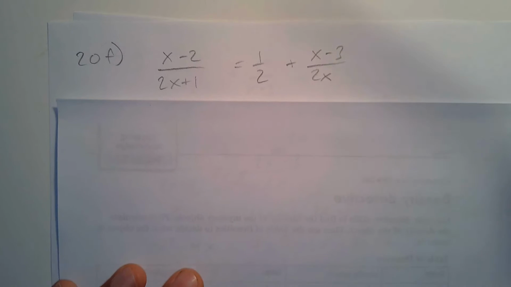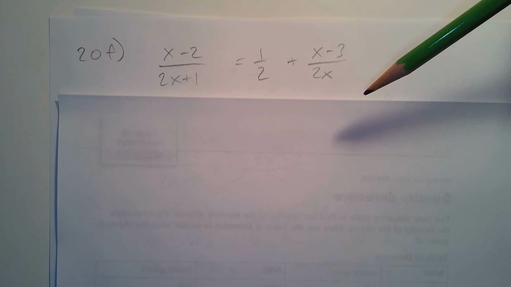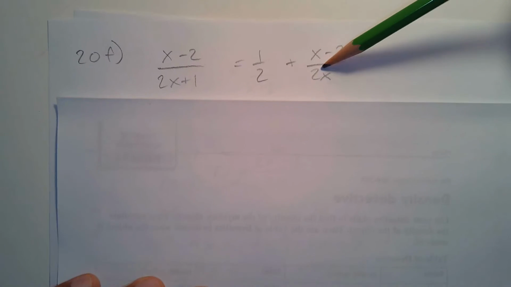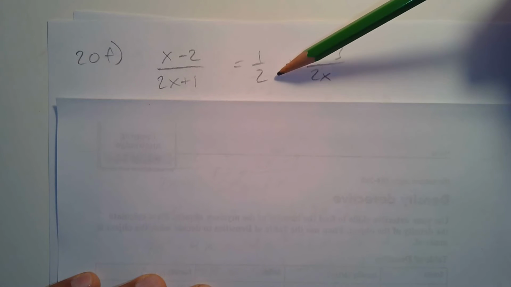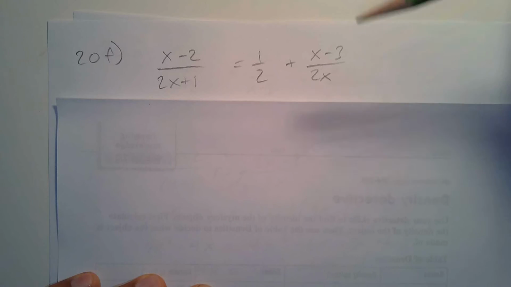Okay, the next one was 20F. Okay, so another solving one. So here, again, you want to put these two fractions together. So they both have a 2 already. This one's lacking the x. Okay, so you don't have to multiply this one by anything. You just have to multiply this one by x.